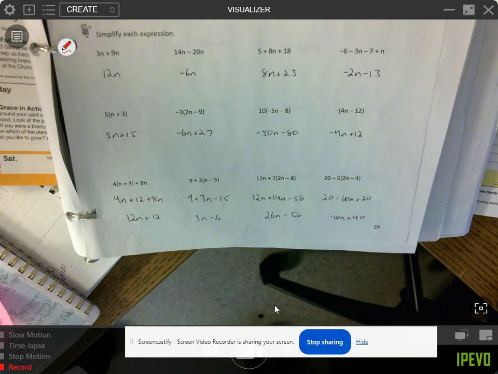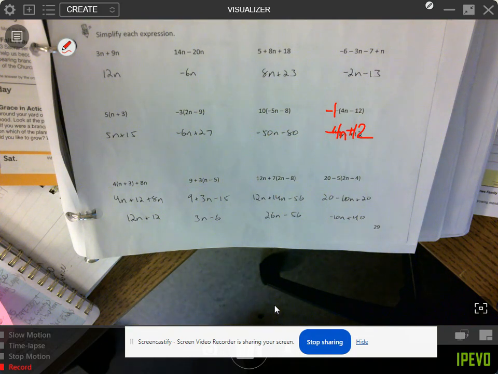Negative around parentheses. So what number would that be? Emerson? It's a 1. So we're going to multiply a negative 1 through the parentheses. Negative 1 times 4n is a negative 4n. Negative 1 times a negative 12 gives us the positive 12.